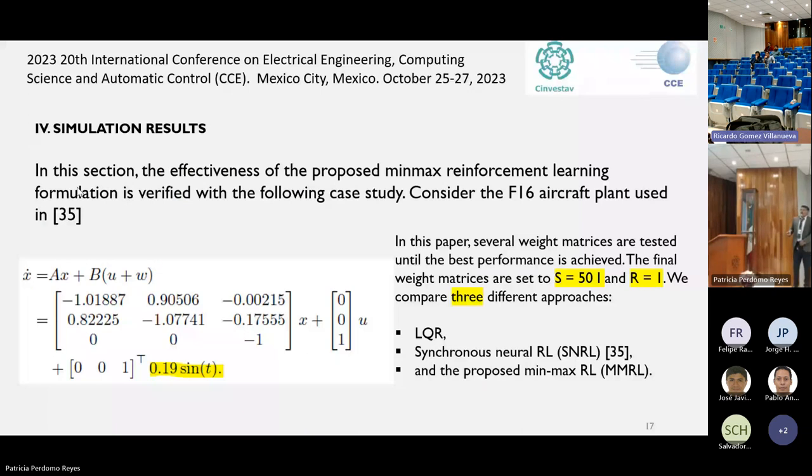Okay, the simulation results. The effectiveness of the proposed min-max reinforcement learning formulation is verified by the following case study. We consider the F-16 aircraft because it's a common plant, very well known, and the matrix A and matrix B are known, and we include a perturbation. If you see, this perturbation is the worst-case perturbation. In this paper, several weight matrices are tested until the best performance is achieved. The final weight matrices are set to Q equal to the identity matrix and R equal to 1.